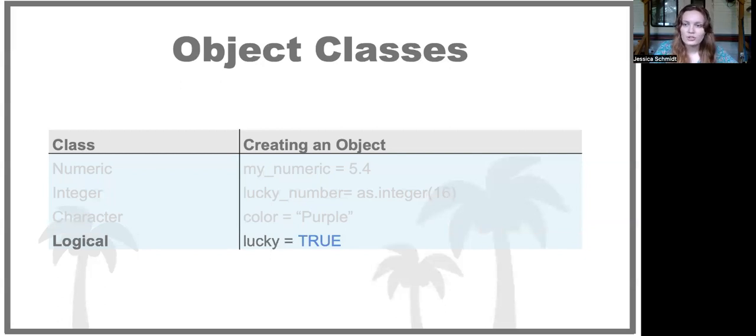Logical classes are our true and false. We just worked on that for quite a while. If you type true or false, R will automatically class it as a logical. So that's pretty straightforward. We don't have to do any special functions or quotation marks or anything like that. Just all caps true or all caps false.